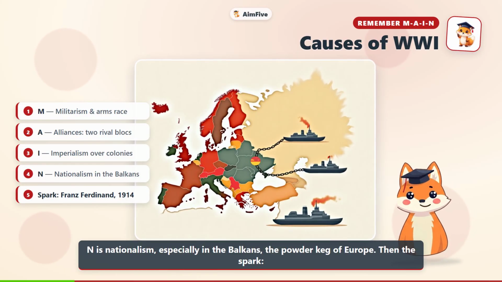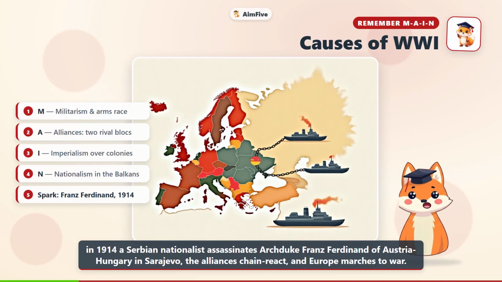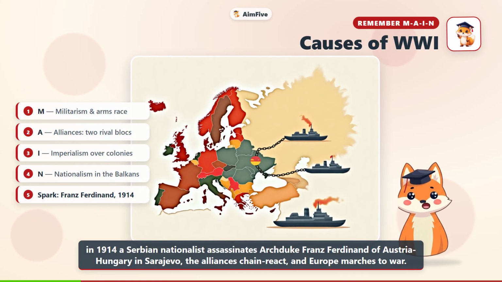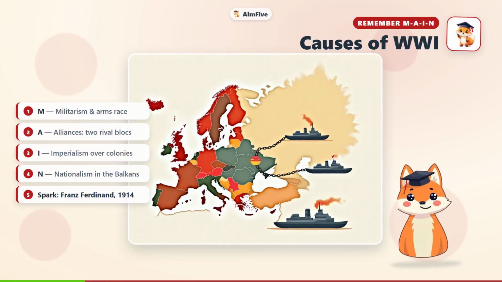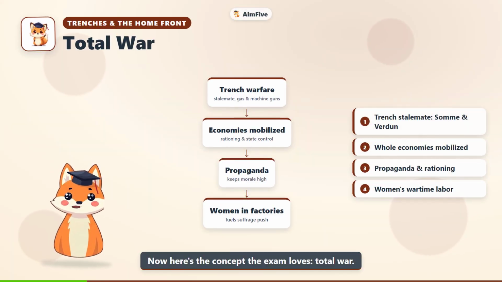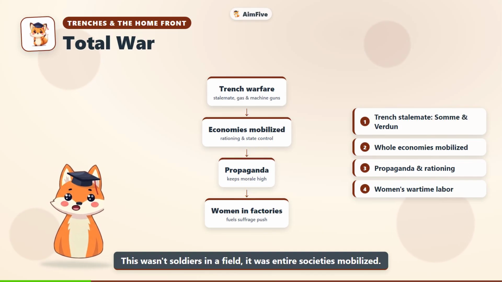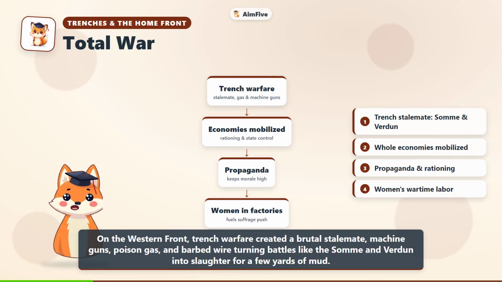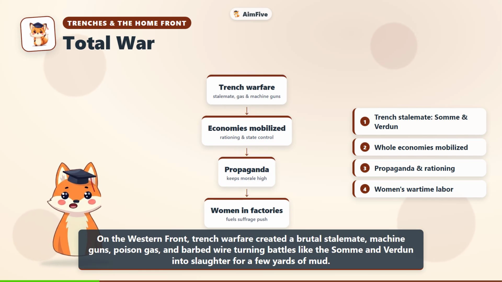Then the spark. In 1914, a Serbian nationalist assassinates Archduke Franz Ferdinand of Austria-Hungary in Sarajevo, the alliances chain react, and Europe marches to war. Now here's the concept the exam loves. Total war. This wasn't soldiers in a field, it was entire societies mobilized. On the Western Front, trench warfare created a brutal stalemate, machine guns, poison gas, and barbed wire turning battles like the Somme and Verdun into slaughter for a few yards of mud.